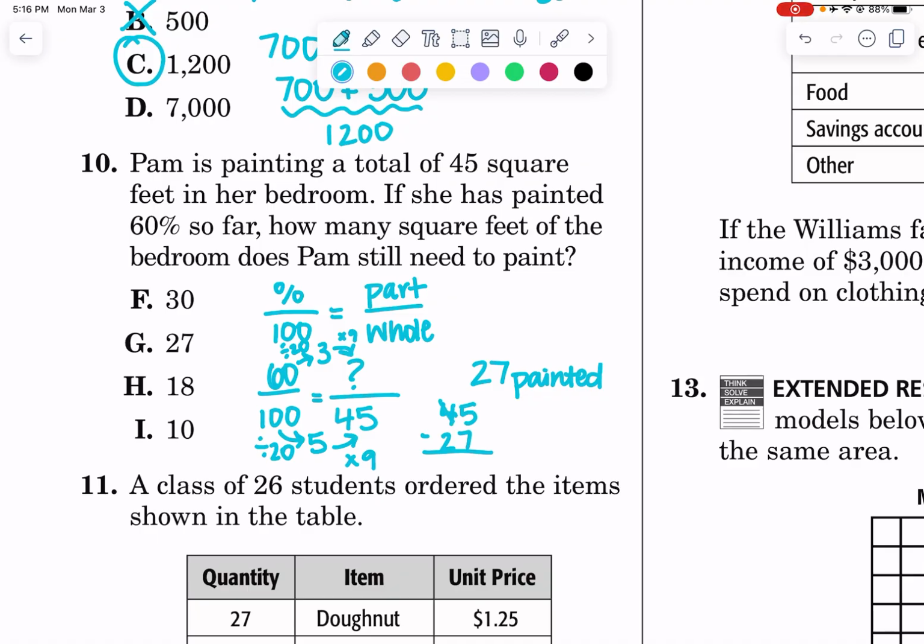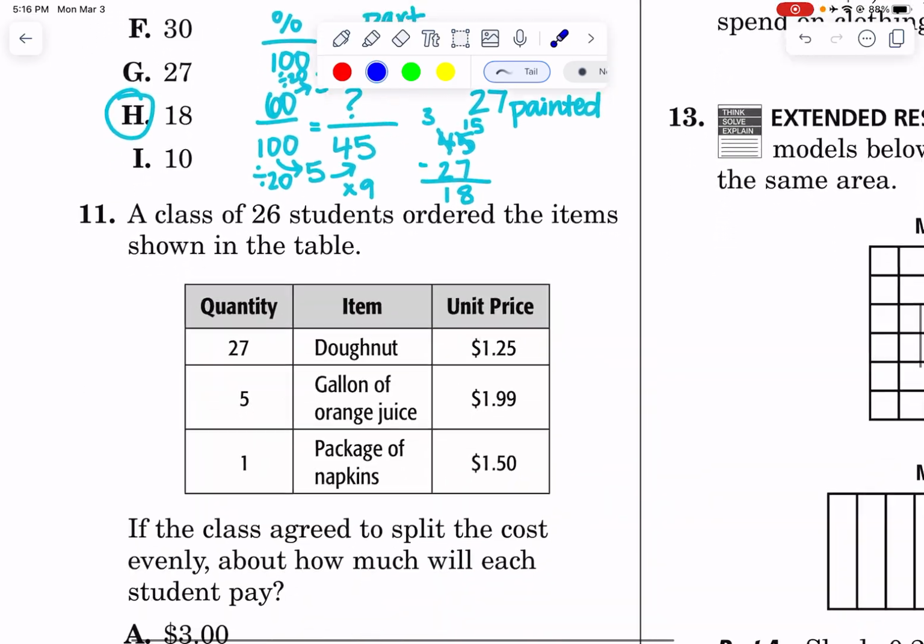5 minus 7 I can't do. I need to regroup. This becomes 15. 15 minus 7 is 8. 3 minus 2 is 1. She has 18 square feet left to paint. Ooh, it was trying to throw us off because do you see right here there was a 27? That would have been the answer if it said how many square feet has she painted. But it says how many square feet of the bedroom does she still need to paint?